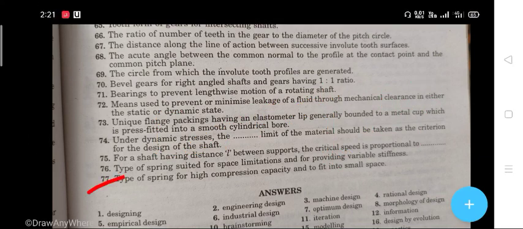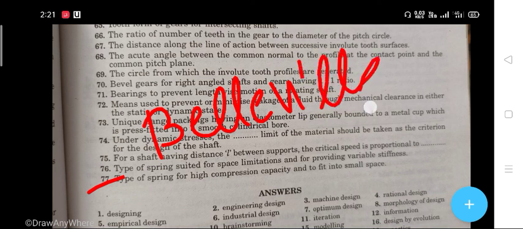The last question, question 77. The type of spring of high compression capacity and to fit into a small space. The right answer is Belleville spring.